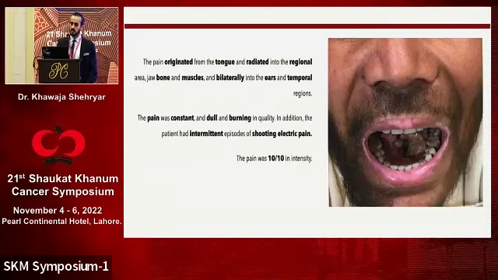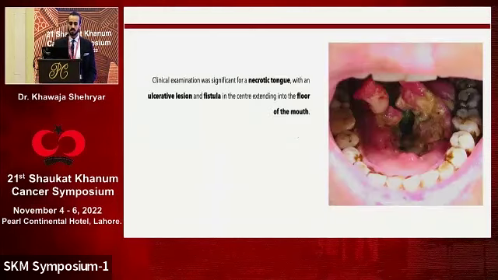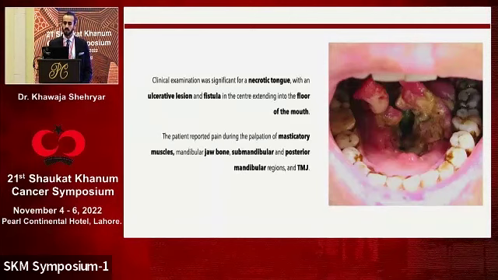Pain was constant, dull, burning in quality, but in between the patient also had those shooting, electric episodes of pain that were radiating bilaterally. The patient reported their pain was 10 out of 10 in intensity. On examination, unfortunately, you can see these pictures as well. You can see there's an ulcer right in the center of the tongue with a fistula that is going inside the floor of the mouth. Everything that was palpated, the masticatory muscles, the jawbone, anterior temporalis, middle temporalis, were all tender to palpation.